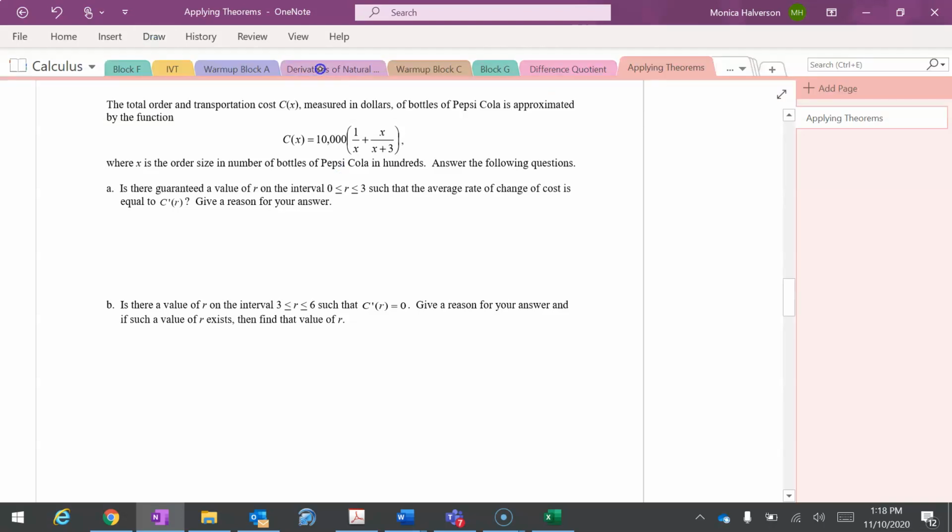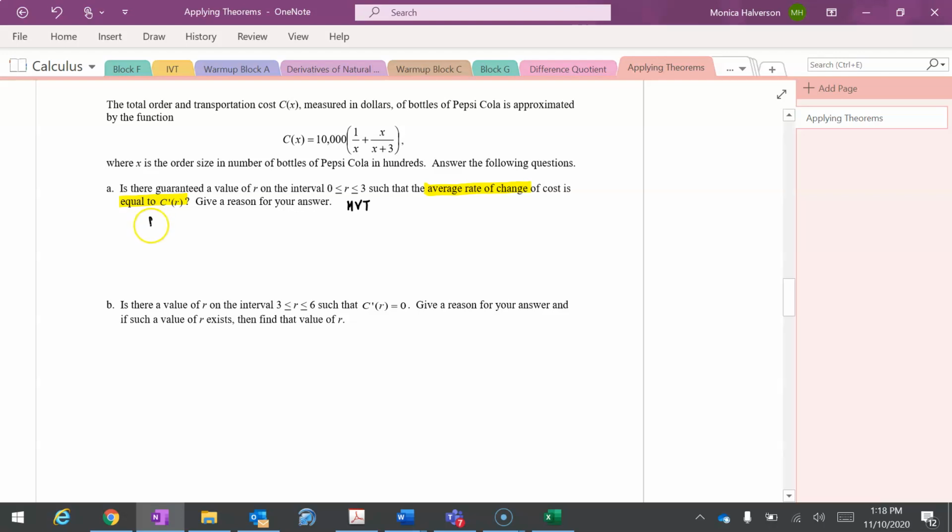Right there, you should have seen they said average rate of change equal to the first derivative. So right away, you should think that is MVT. We have to find whether there is a value. Remember what the conditions of MVT are. Is it continuous? And is it differentiable on the interval 0 to 3?